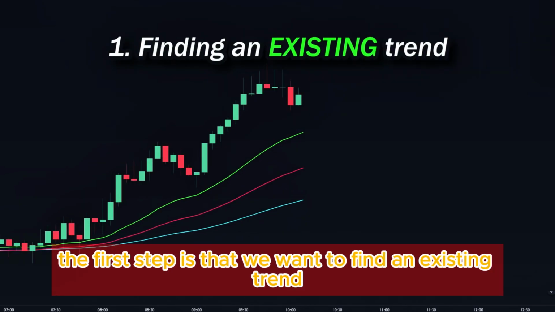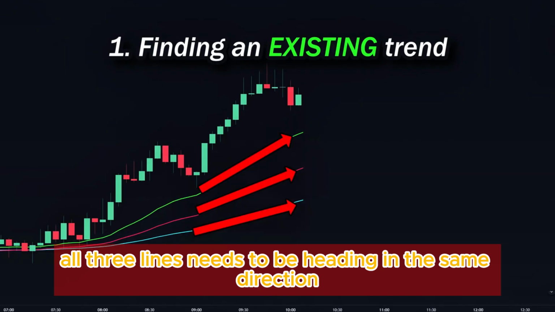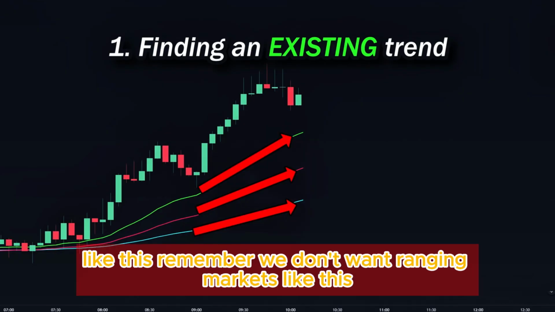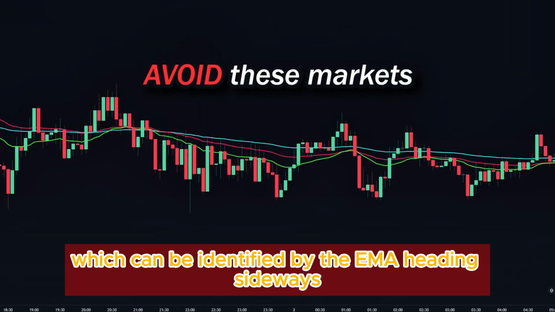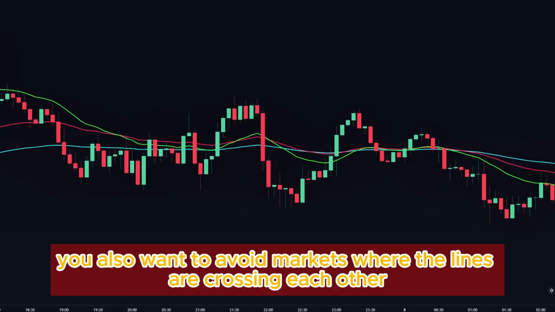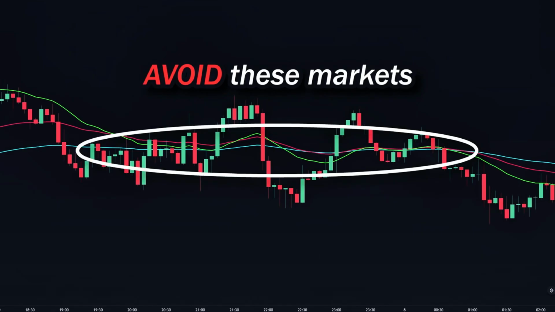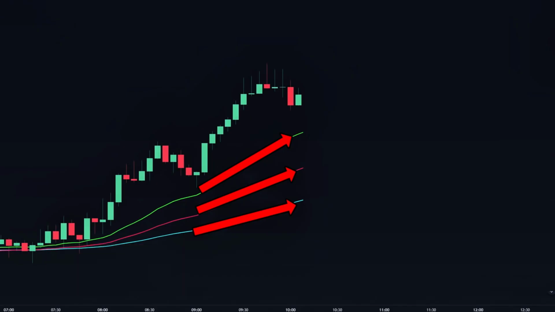The first step is that we want to find an existing trend. And the way we do that is by looking at the EMA. All three lines need to be heading in the same direction and are also separated from each other like this. Remember, we don't want ranging markets like this, which can be identified by the EMA heading sideways. You also want to avoid markets where the lines are crossing each other like this. Remember, we want the three indicators to be in the same direction.